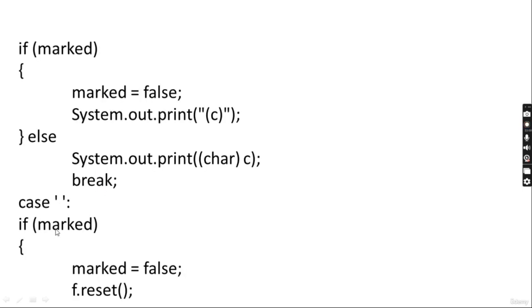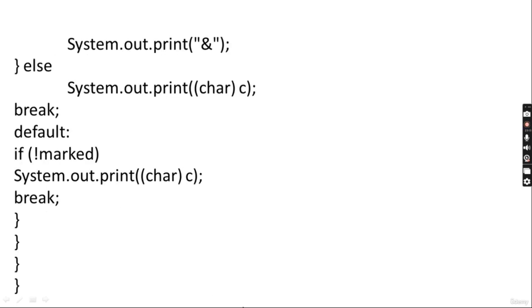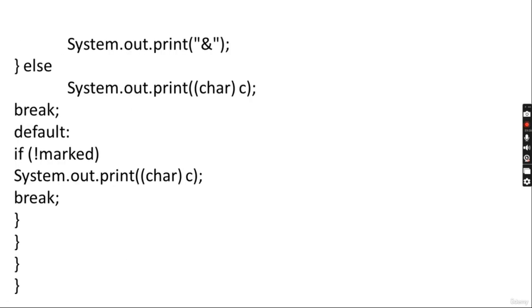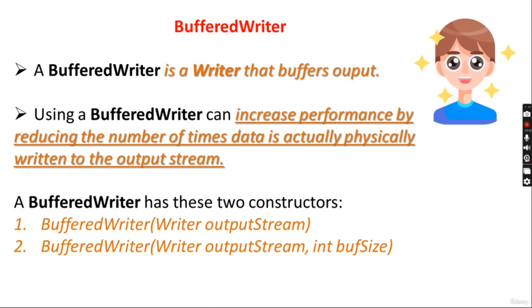Break. Case semicolon: if mark is equal to false, then print c; otherwise print the copyright symbol, and then System.out.println. In the else case, each and every character will be cast to char. Case space: if it is marked, mark will be set to false, and then reset and print. If it is not marked, then it will print the character. Default: if not marked, print the character and then break. Okay, it will have the same output as the previous one.